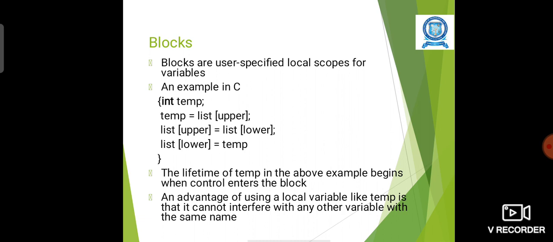As we can see in one example in C, the block consists of the declaration of one variable temp: temp equal to list of upper, upper equal to list of lower, lower equal to temp. The lifetime of temp in the above example begins when control enters the block. An advantage of using a local variable like temp is that it cannot interfere with any other variable with the same name.